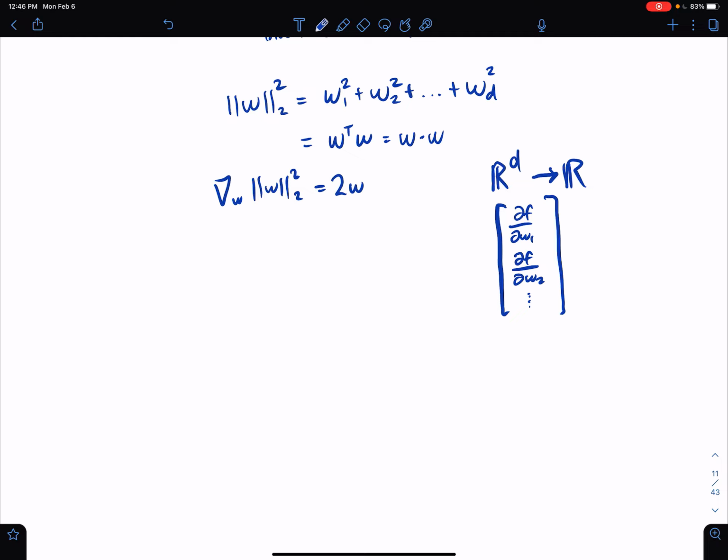So what that means is when we're looking at this gradient here, the way the function changes with respect to W1 is just the derivative of W1 squared, which is 2W1, 2W2, all the way to 2WD. So you can write this as 2W, right?